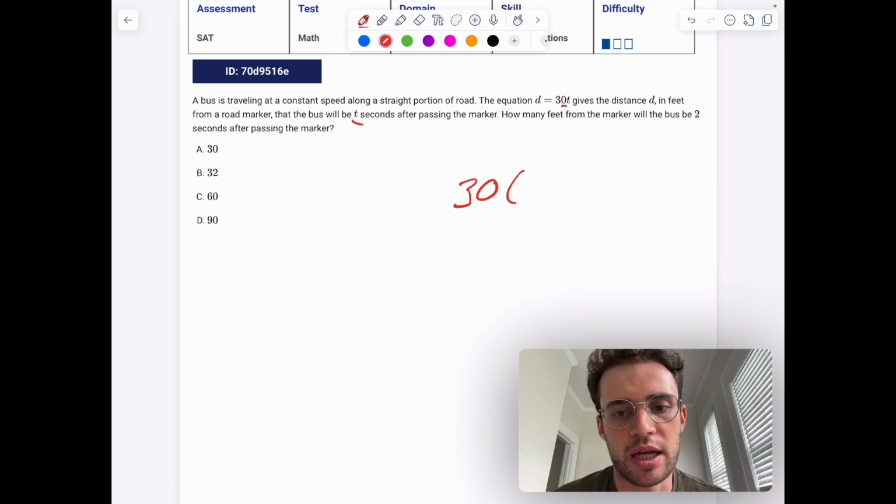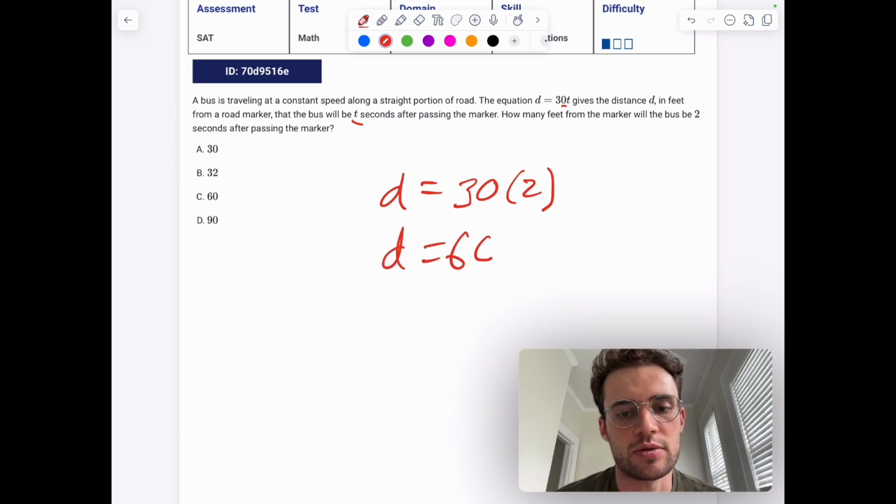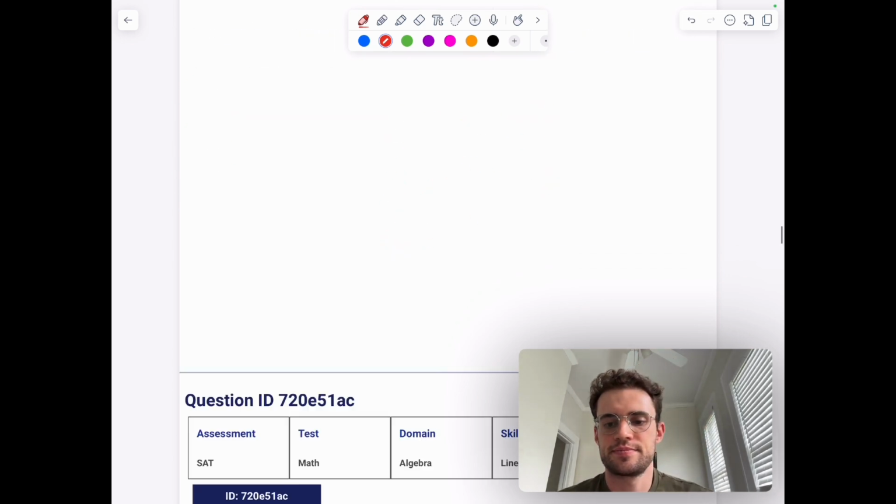Well, that would just be plugging in 2 for t. So d equals 30 times 2, which means that d is equal to 60. That would be option C.